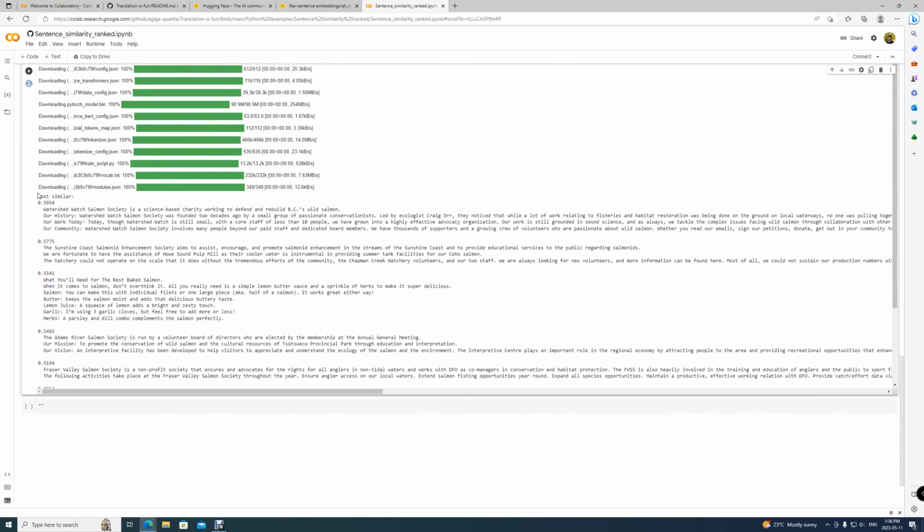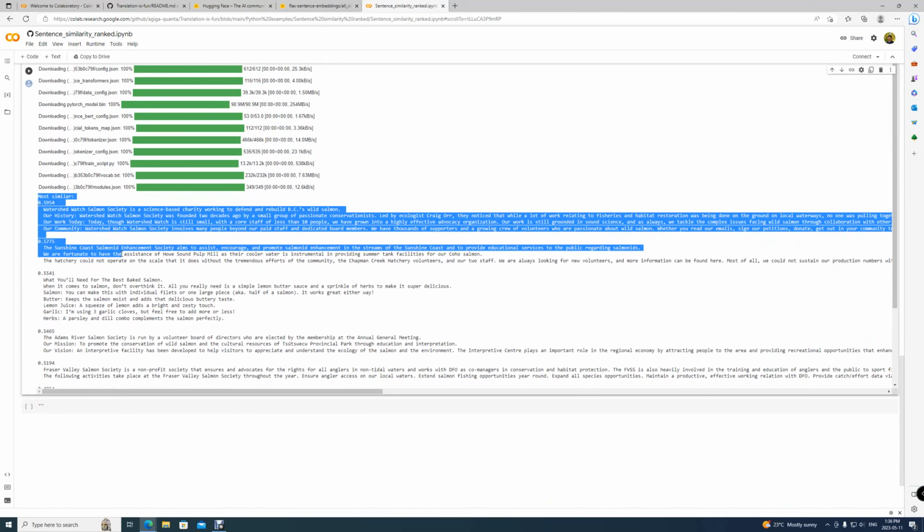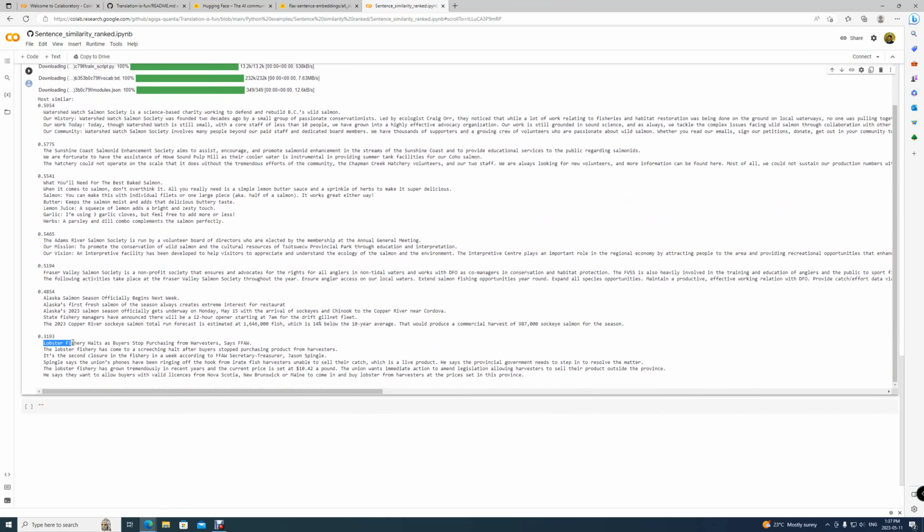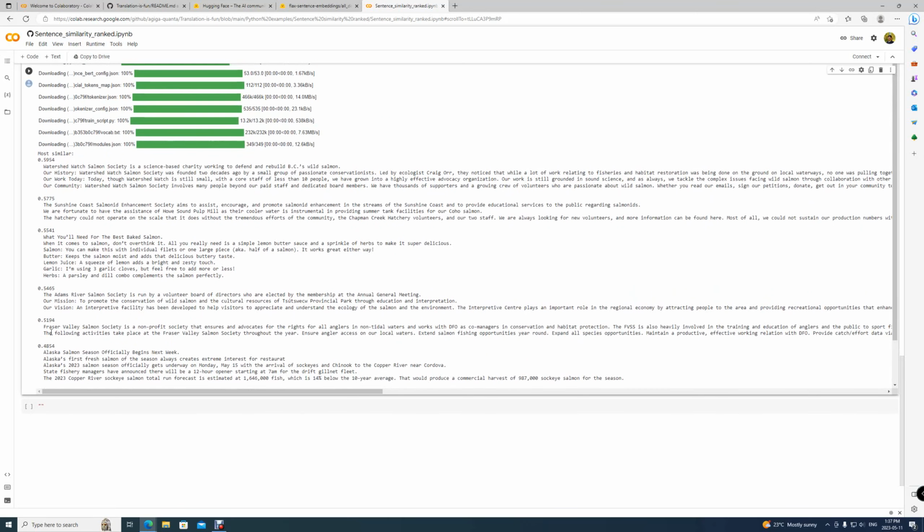This allows us to take a closer view of the similarity, where we see that Watershed Watch Salmon Society scores the highest at almost 0.5954, and our second one, very close, is Sunshine Coast Salmonid Enhancement Society, while our last one is still the lobster fishery, because it's about a different topic. This allows us to closely examine one sentence against all the other sentences without digging through everything like the previous example did.